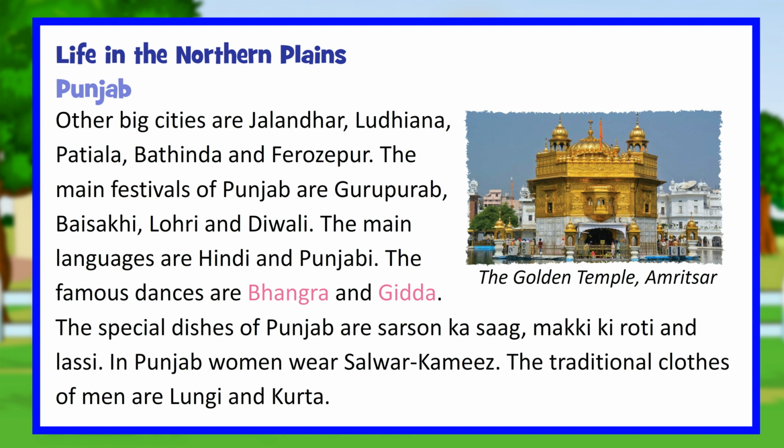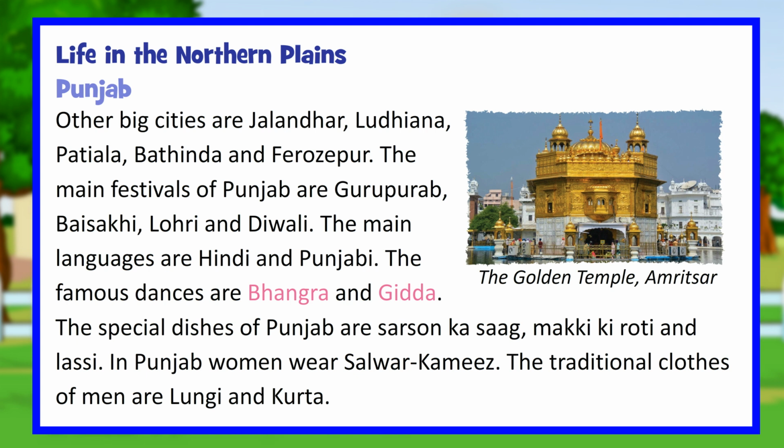Other big cities are Jalandhar, Ludhiana, Patiala, Bathinda, and Firozpur. The main festivals of Punjab are Gurpurab, Baisakhi, Lohari, and Diwali. The main languages are Hindi and Punjabi. The famous dances are Bhangra and Gidda. The special dishes of Punjab are sarson ka saag, makki ki roti and lassi.